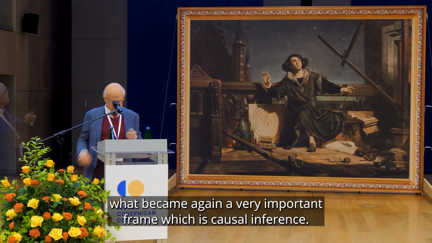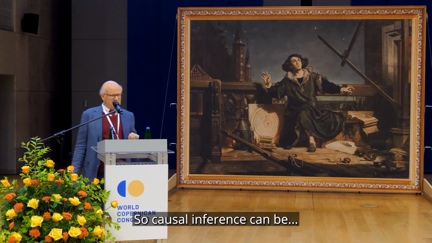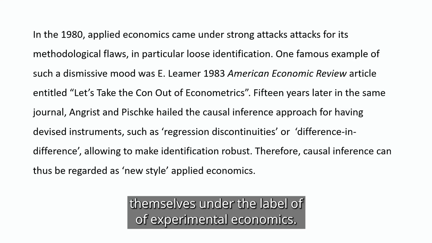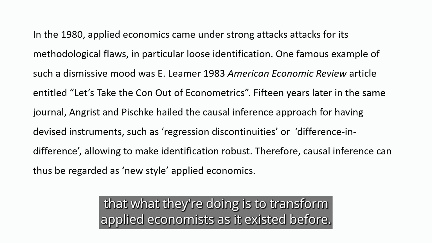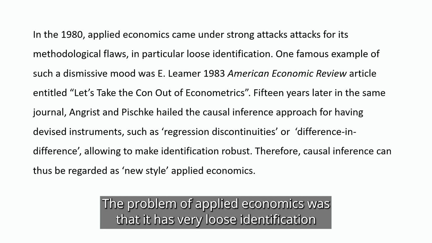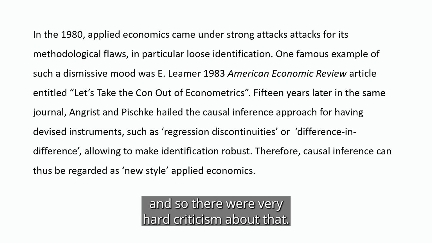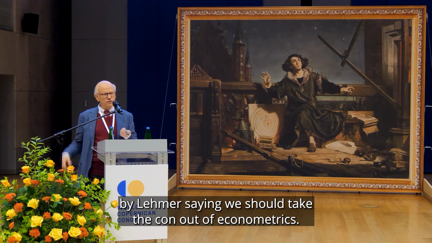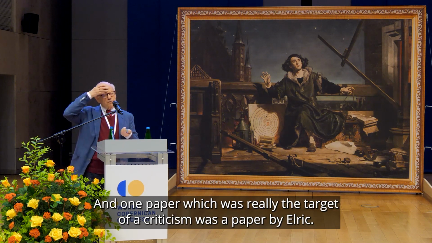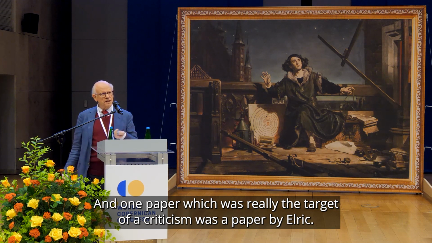which is causal inference. So people in causal inference like to put themselves under the label of experimental economics, but their contribution can also be captured in a different way by saying that what they're doing is to transform applied economics as it existed before. The problem of applied economics was that it has very loose identification, and so there were very hard criticisms about that. And there's a famous paper by Leamer saying we should take the con out of econometrics.